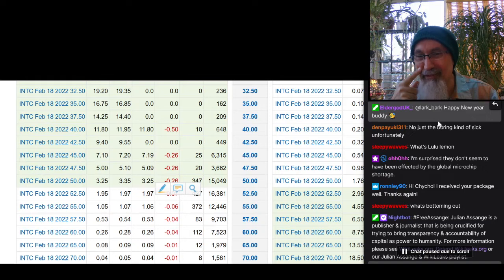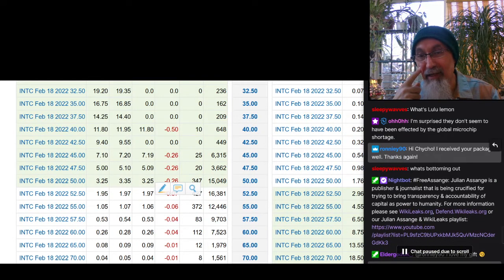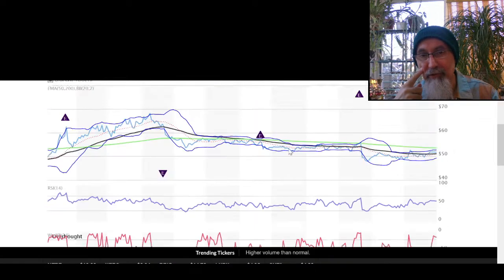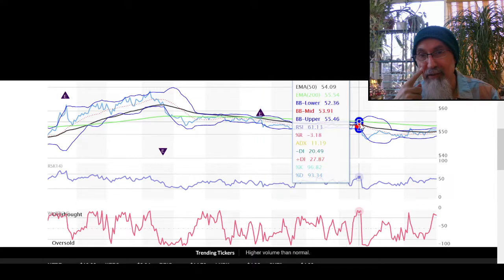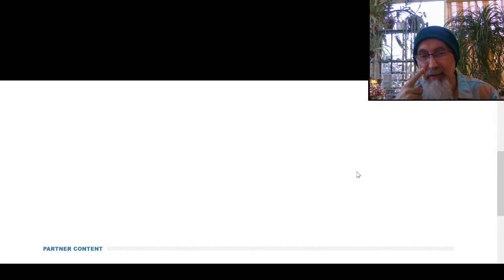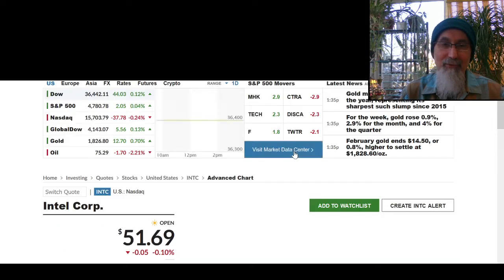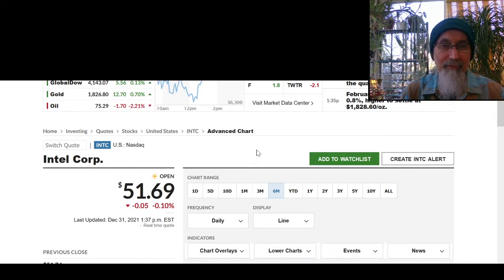I'm surprised they don't seem to have been affected by the global microchip shortage. Supposedly Intel's coming up with some new stuff, and they were affected by the global shortage to a certain degree, because take a look at this. This is the 1 year chart, and oh come on, it's refreshing again. There we go. Oh, Intel's closed down now. It was up 55 cents.